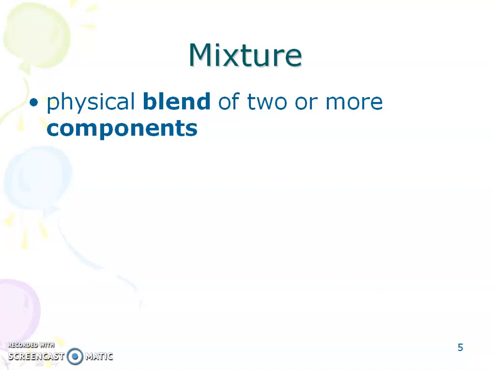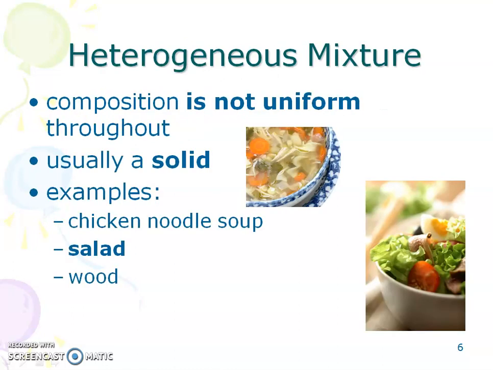So a mixture is just a blend of components, right? It could be 2, it could be 3, it could be 4. If there's a blend, if there's more than 2 things that are mixed together that are not pure, right? If you have different kinds of atoms or different kinds of molecules that are mixed together, then you have what's called a mixture. So heterogeneous mixture means that the composition, the stuff that it's made from, is not uniform throughout. They are usually solids, but not always.